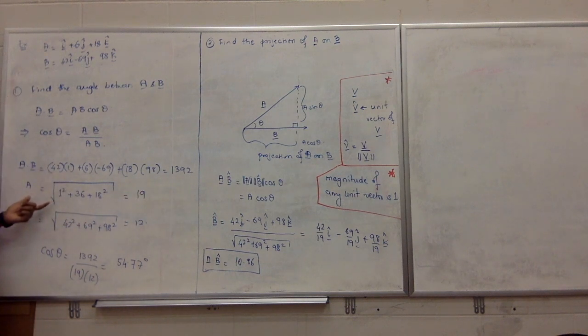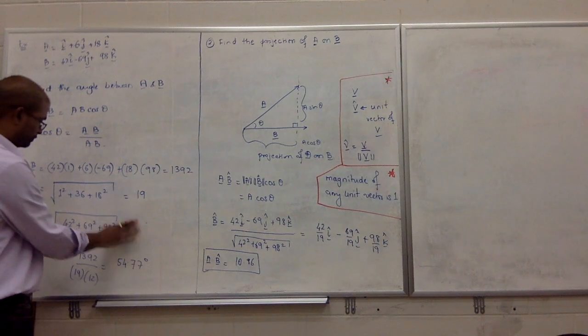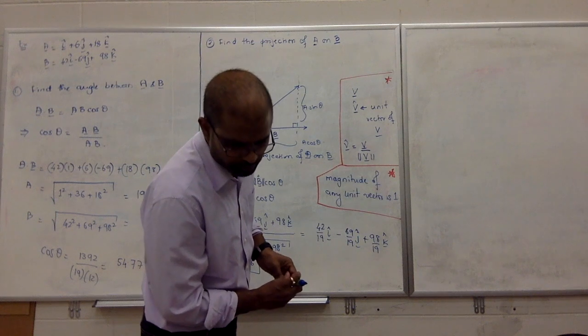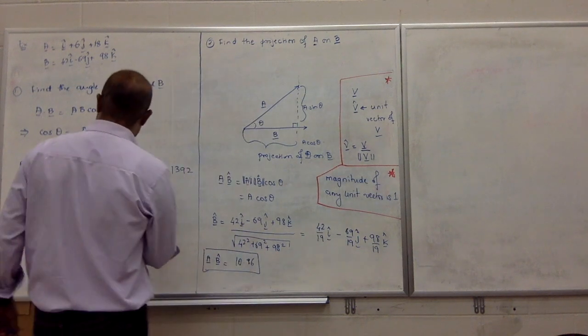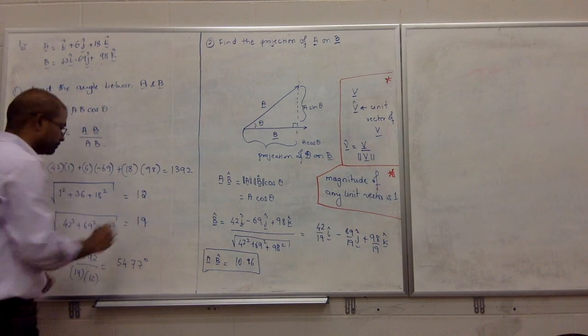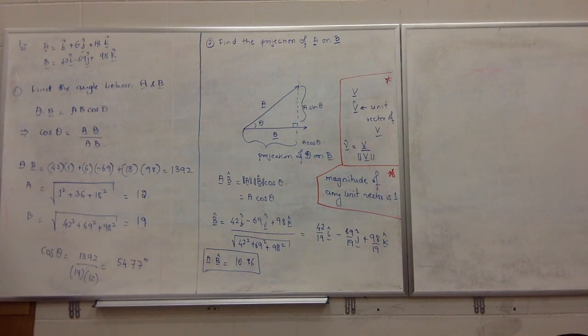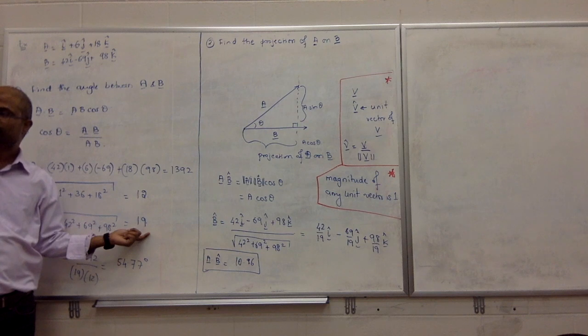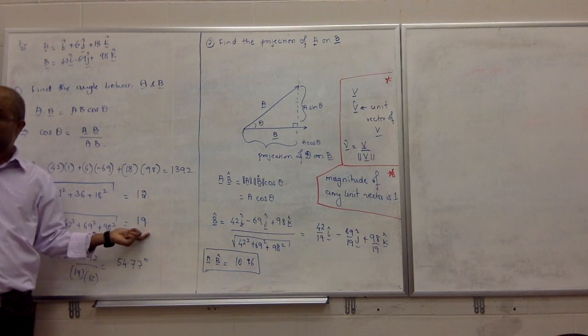Because, oh, you're right, actually. This is 127. It's 127. Yeah, this is 19 actually. You're right, Joshua. Now it makes sense. Yes, sir. So you're dividing this by 19. I got 127.